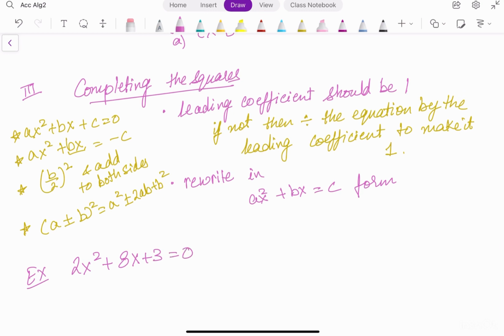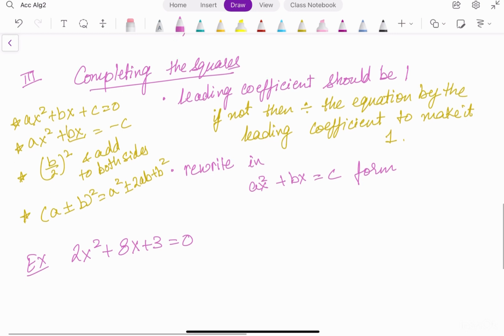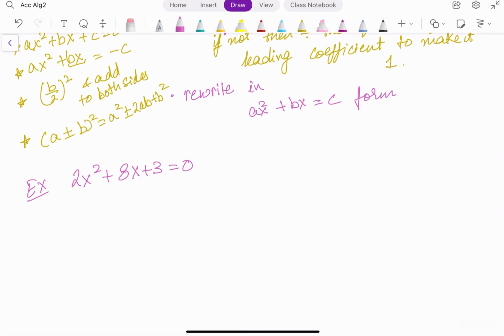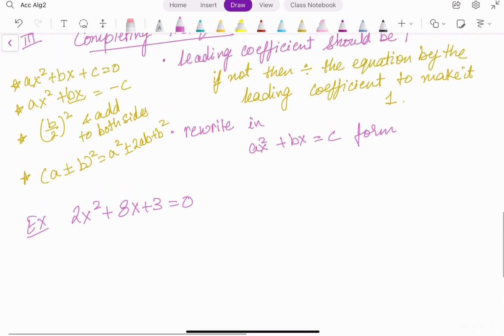Let's see what will happen if you don't divide both sides by the leading coefficient to make the leading coefficient 1. If the leading coefficient is 1, then you don't have to divide. You can just get started by rewriting the general equation into ax squared plus bx is equal to negative c. So just watch carefully. I will not divide with the leading coefficient. I'm not making it 1.